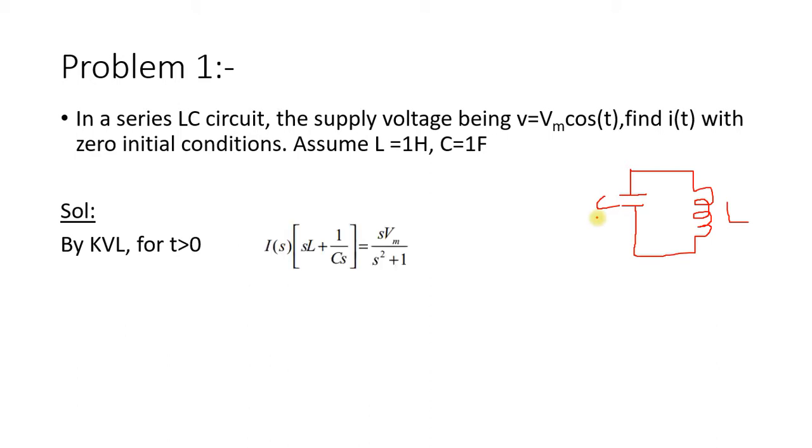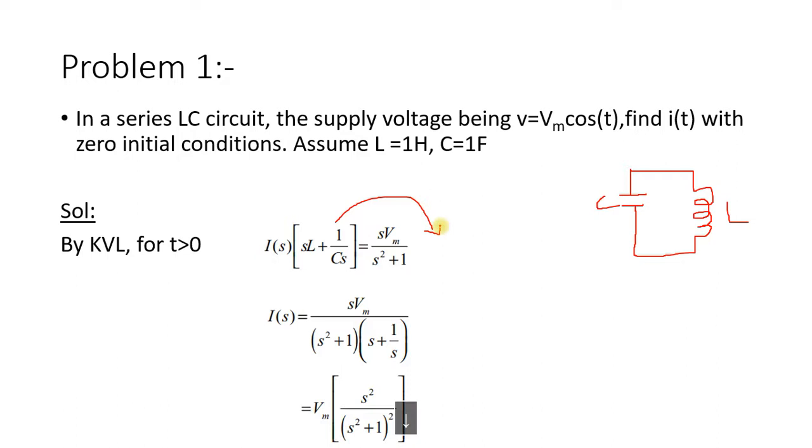Therefore I(s) into (sL plus 1 by Cs) is equal to Vm, which is constant, times the Laplace transform of cos t, which is s divided by s square plus 1. Now this term is taken to the RHS. If we rearrange these equations, finally we get I(s) equal to Vm into s square divided by (s square plus 1) the whole square.